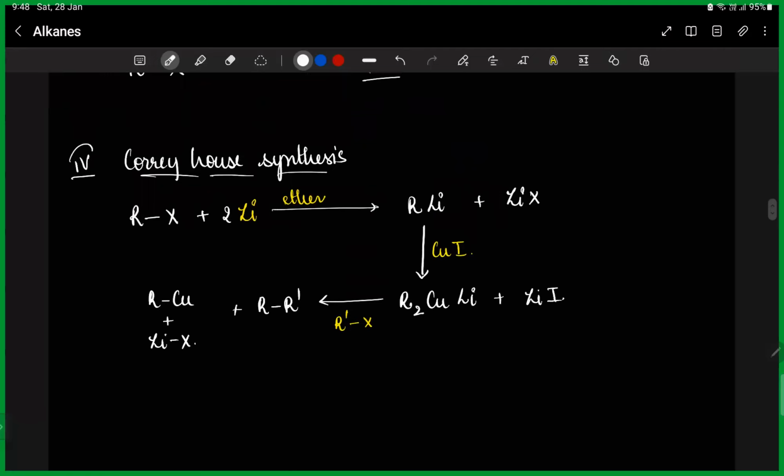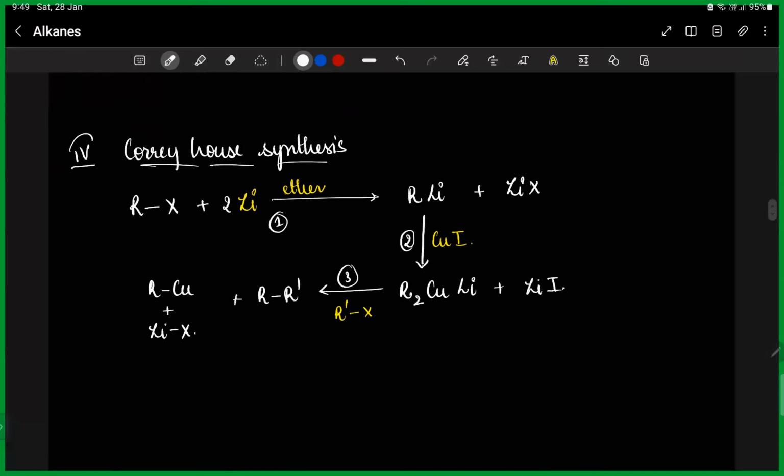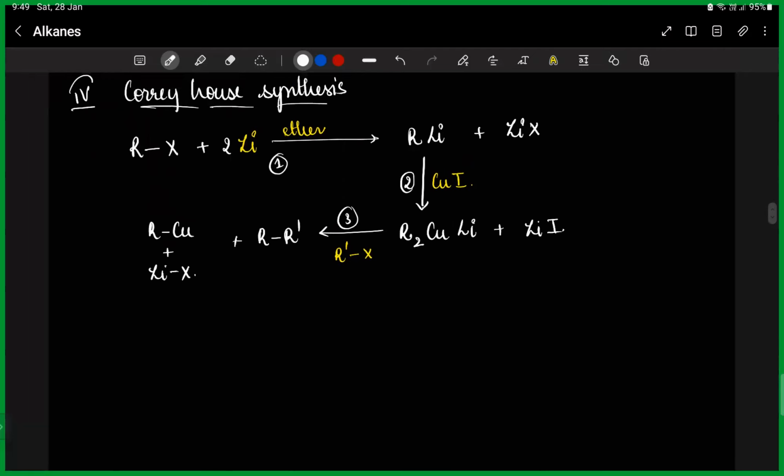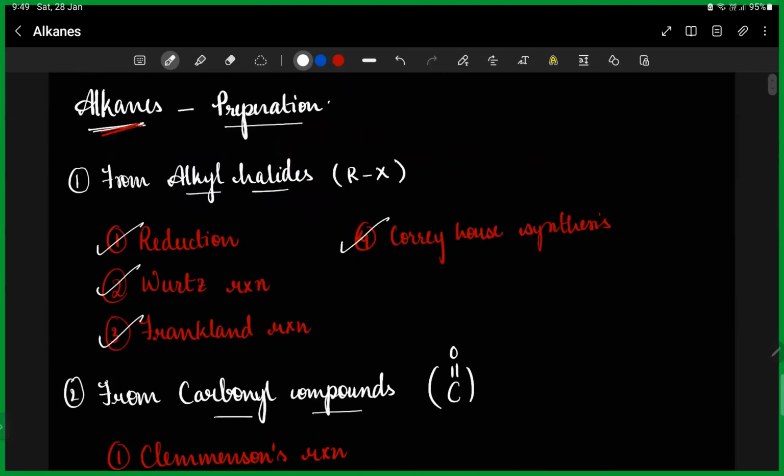So step one will be lithium plus ether. Okay. Step two will be treating with copper iodide. And step three is adding another alkyl halide. Or it reacts with itself. Okay. So another RX can also be formed and R bond R can also be formed. So this whole process is called Corey-House synthesis. Mechanism is not of that importance, but yeah, you have to just remember the three steps. Now, we are done with alkyl halides. We have seen all reactions.